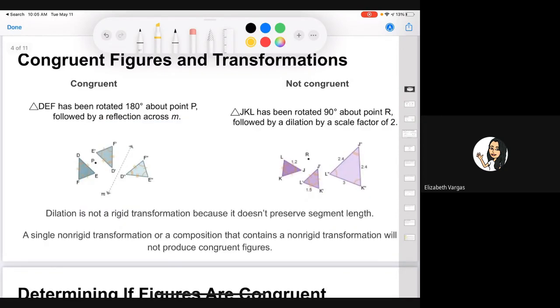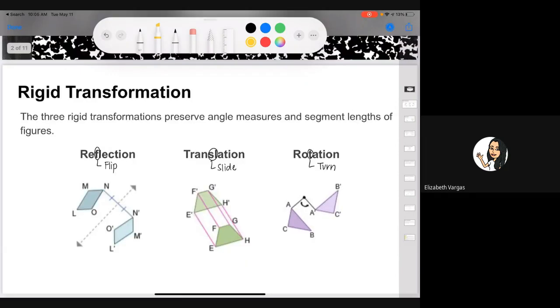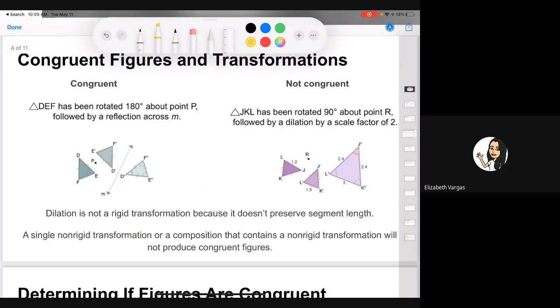If something that is not a rigid transformation is applied to a figure, then that figure will obviously not stay congruent. Remember that we only have three types of rigid transformations. We have a reflection, a translation, and a rotation. These are the only types of transformations that will keep my figure congruent. If I have a different type of transformation occurring, then my figure will no longer be congruent.